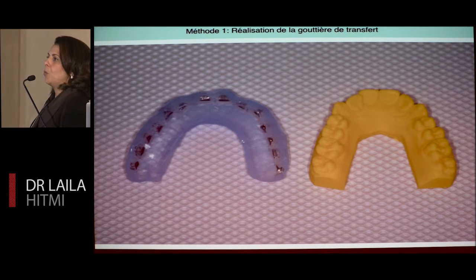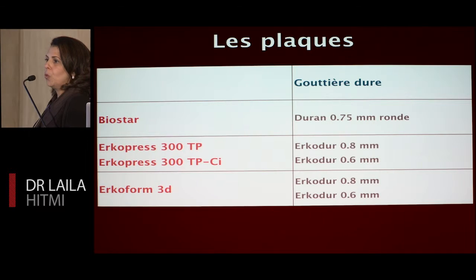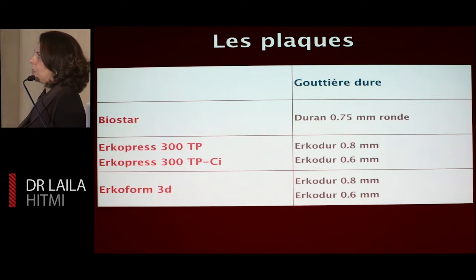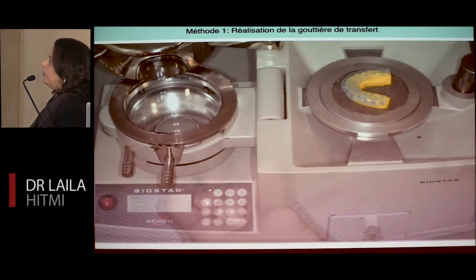These are the two silicone layers. You place the positioner back on the model, and you make the hard positioner thermoformed. And depending on the machine, you can use different references. I use Durand 0.75, but you can use Ercadur 0.6 or 0.8 millimeters.